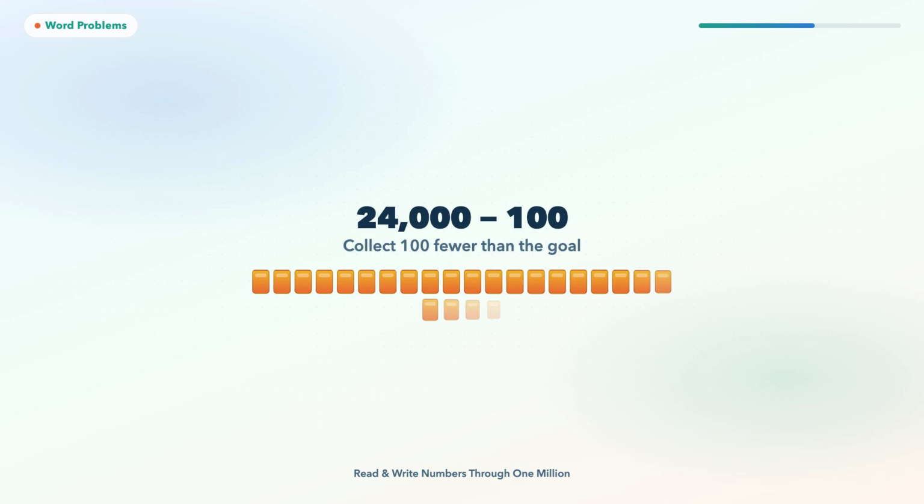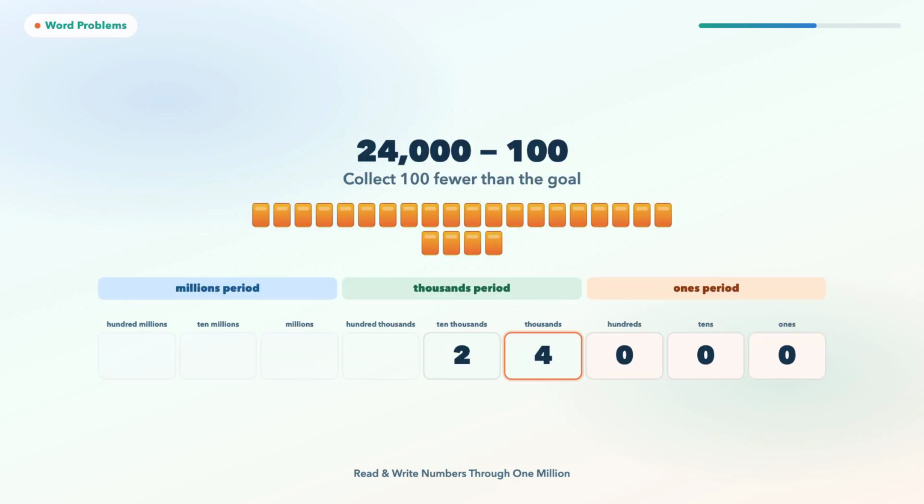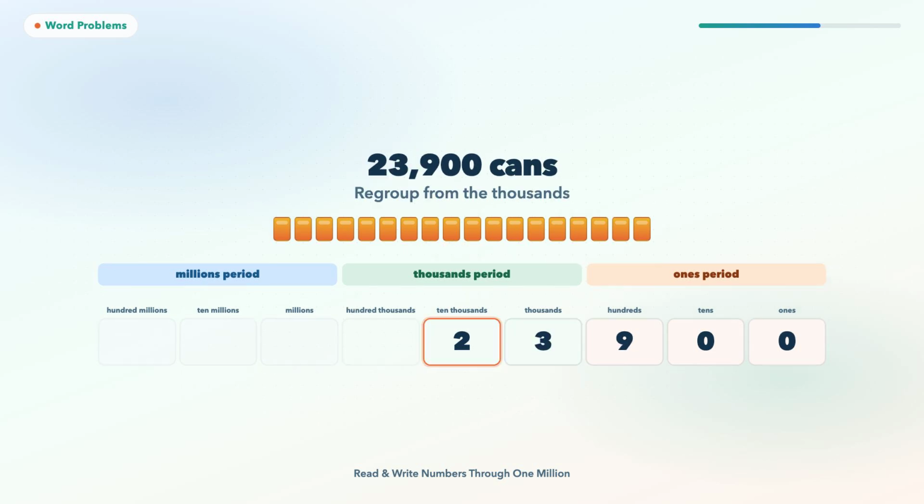A food bank wants 24,000 cans. It collects 100 fewer. Look at the place value chart. Subtract 100 from the hundreds place. 24,000 has 0 hundreds and 0 tens. So we regroup from the thousands. 24,000 minus 100 equals 23,900 cans.